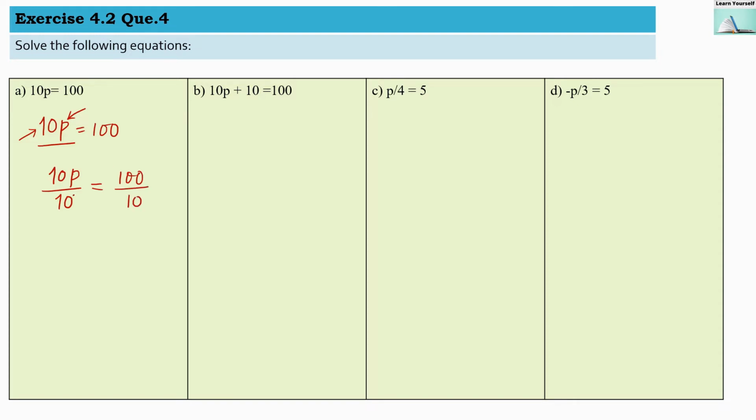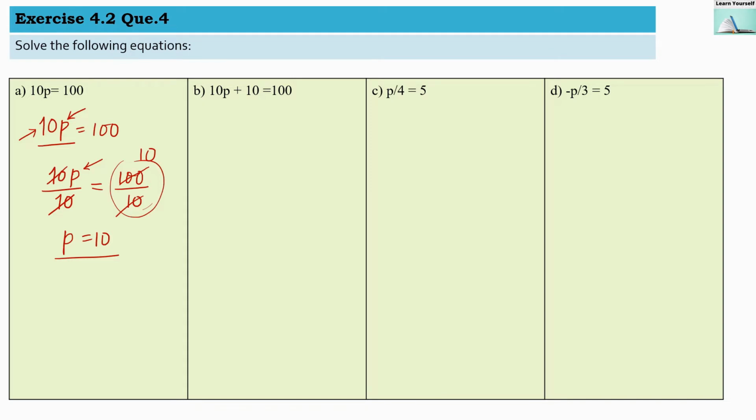So this 10 and this 10 will get cancelled out. My p has been separated over here. So p equals, now we have to simplify this RHS. So 10 tens are 100. So p equals 10 is the answer. And this is the way we have to solve all the equations.